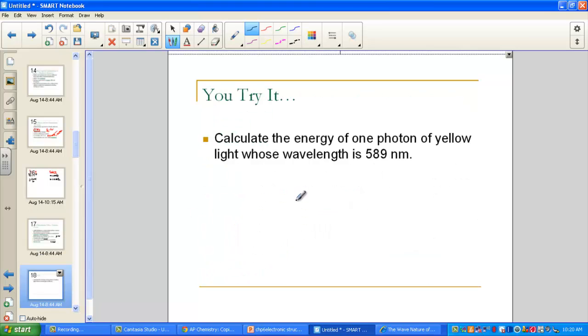Let's put into practice what we know. We want to calculate the energy of a photon, one photon of yellow light whose wavelength is 589 nanometers. Now remember the two equations that we know? The speed of light is equal to the wavelength times its frequency. The energy is equal to Planck's constant times the frequency.